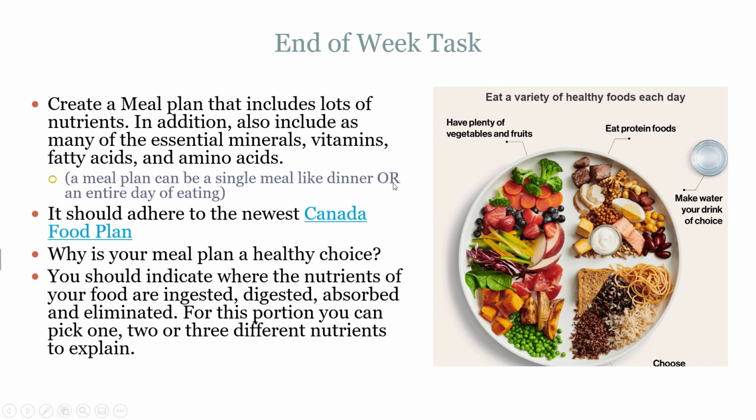And in this meal, you're going to either focus on a single breakfast, lunch, dinner, or whatever, or you can do it for the entire day. Your meal plan should include nutrients. We want all 6 nutrients in your meal plan. If you're making a thorough meal plan, you'll also include essential minerals, vitamins, fatty acids, and amino acids. The word essential means your body cannot create it. It means that you must ingest it.